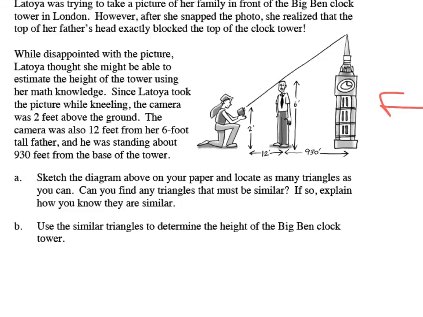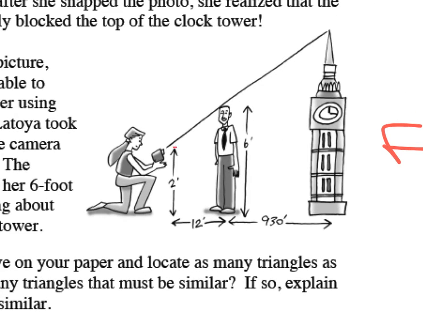But what I want to draw your attention to is the fact that I can draw a straight line from that camera all the way to Big Ben. And if I draw a perpendicular line down here, I create a triangle, specifically a right triangle. And I can do the same thing right here. So I really have two triangles embedded with one another, really kind of overlapping.